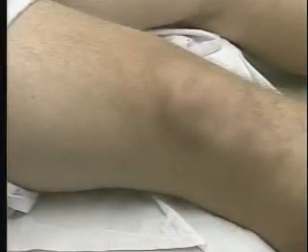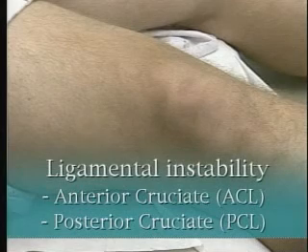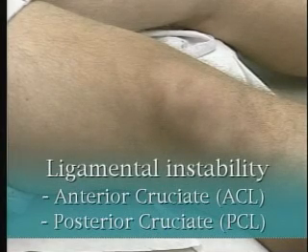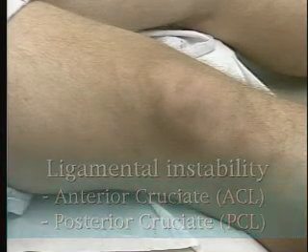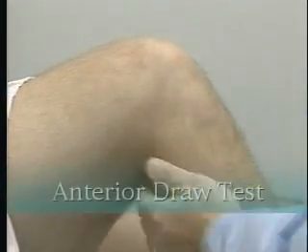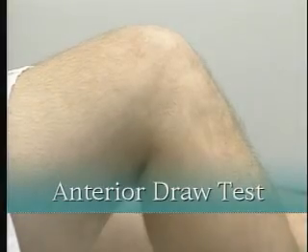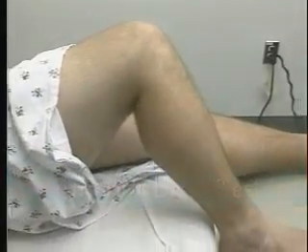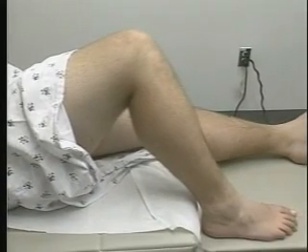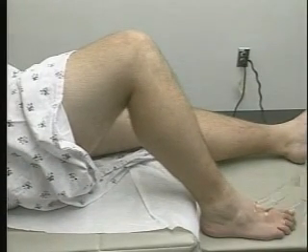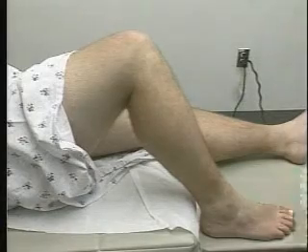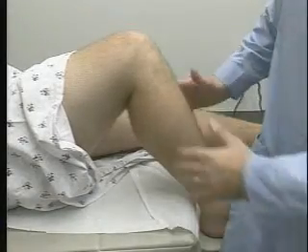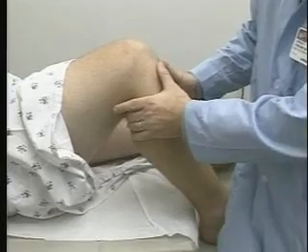After assessing for effusion, we'd like to, at this point, do special tests for ligamental instability. The first test I'm going to perform is known as the anterior draw test. Knee is bent in approximately 60 degrees of knee flexion. The foot is stabilized by the examiner sitting on the foot gently.